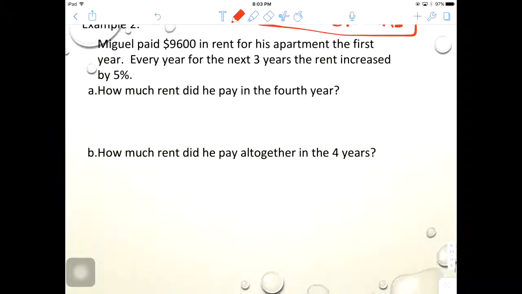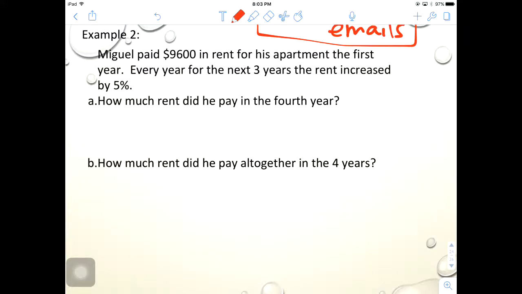Example 2. Miguel paid $9,600 in rent for his apartment for the first year. Every year for the next 3 years, the rent increased by 5%. So how much rent did he pay in the 4th year?